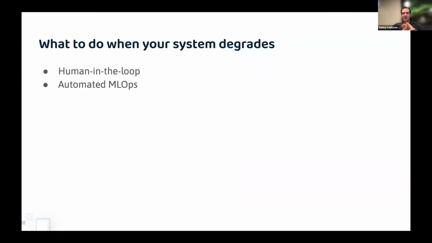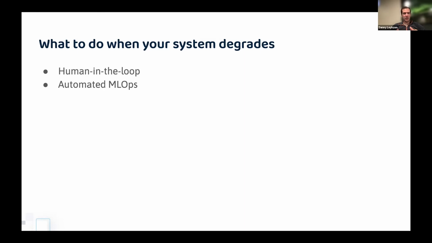Okay, so we've talked about WhyLabs, we've talked about observability. It's all been pretty abstract. Let's dive a little more into what you can actually do when your system starts to degrade. As I mentioned earlier, I think there are two approaches to this. There's the more industry standard approach, which is pretty widely used right now, which I term human in the loop observability. And then there's the more bleeding edge.